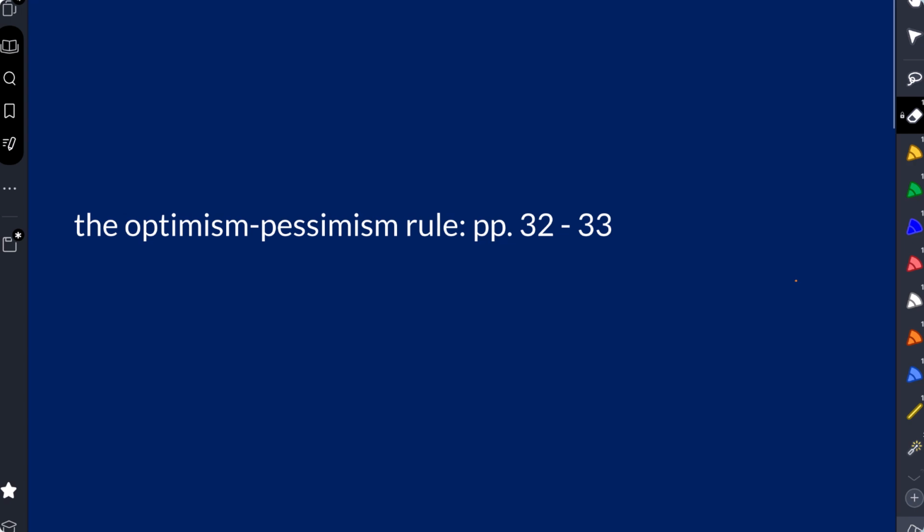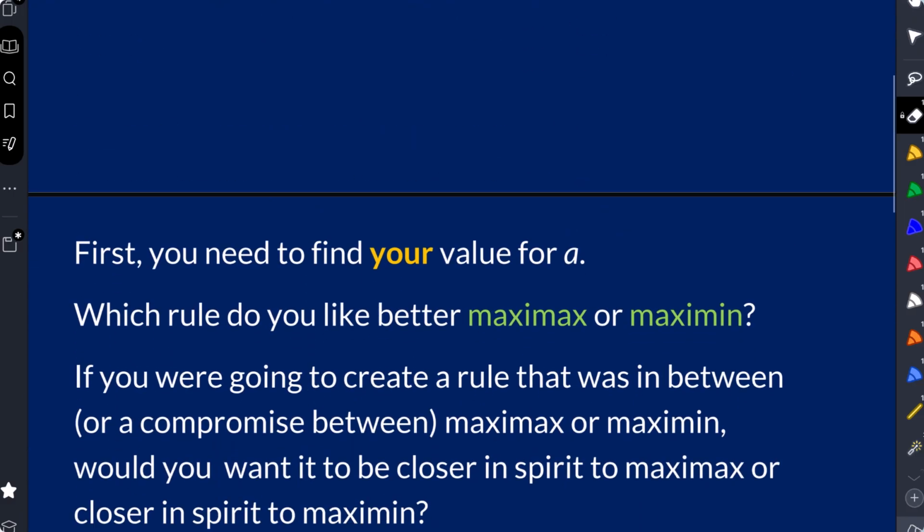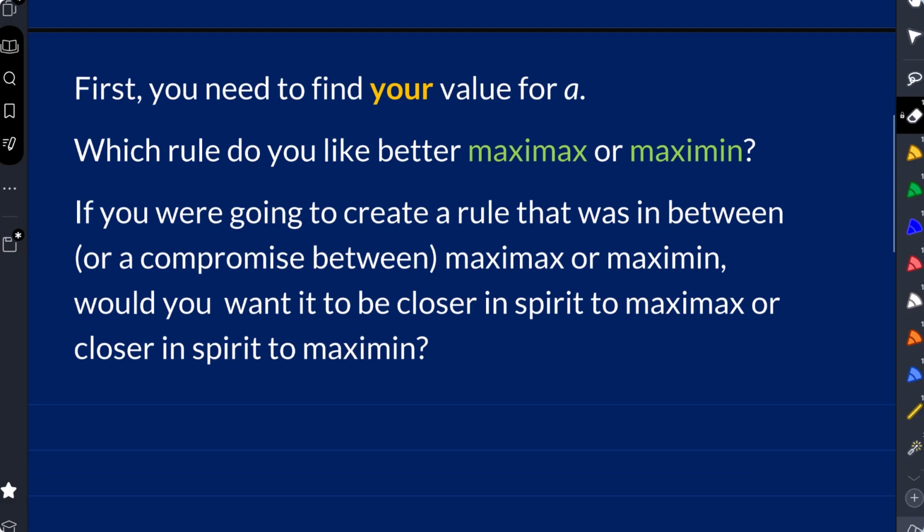Okay, in this video, I'll go over the optimism-pessimism rule. To begin, you need to find for yourself a value for A. So here's one way to do that. First, ask yourself, which rule do you like better? The maxi-max rule or the maxi-min rule? That is, which are you more inclined to use?